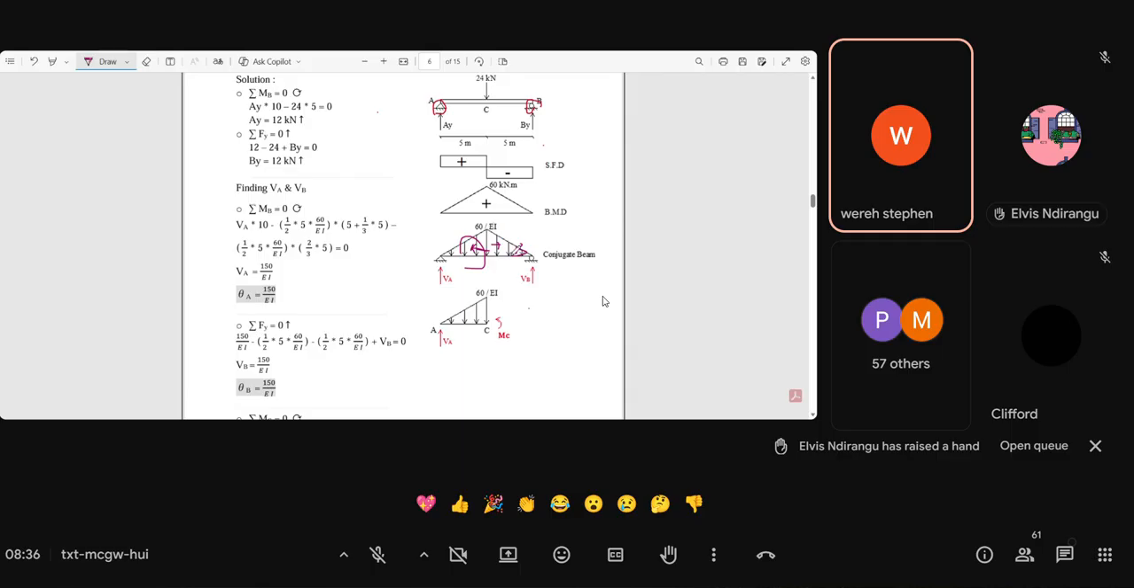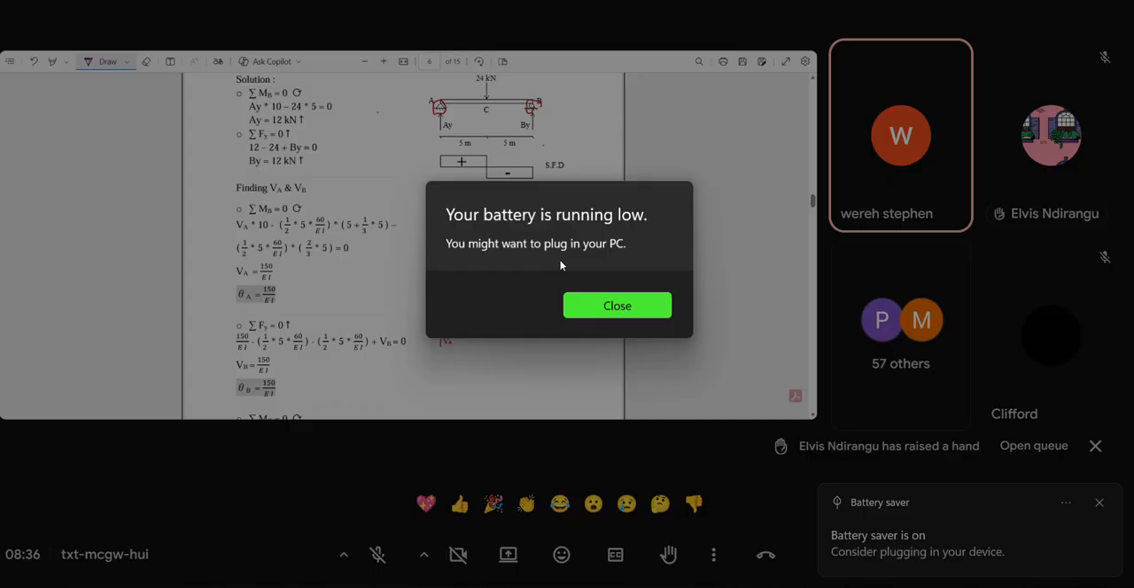Again, the loading on this side is half times base times height. Maybe because it is symmetrical, we can just say half times base times height times 2. That will be the total loading. So VA plus VB is equal to this whole loading. Then we take the moments at point A.